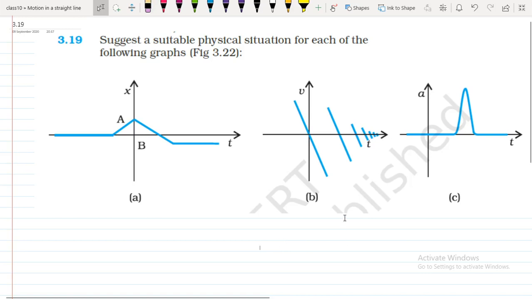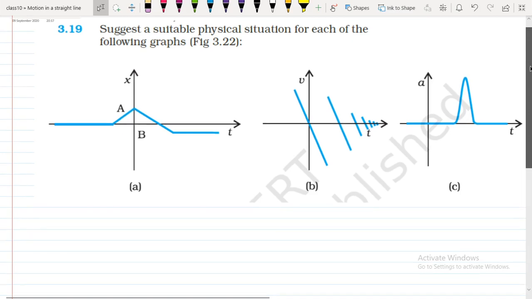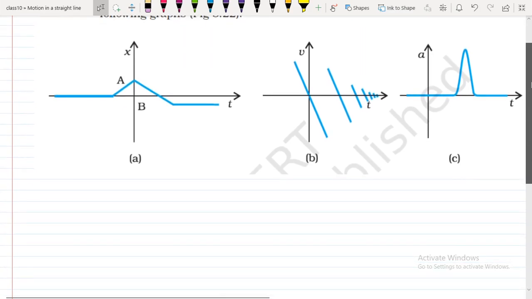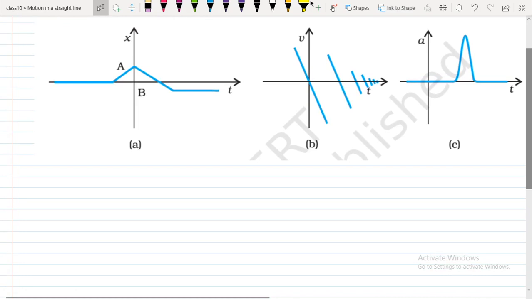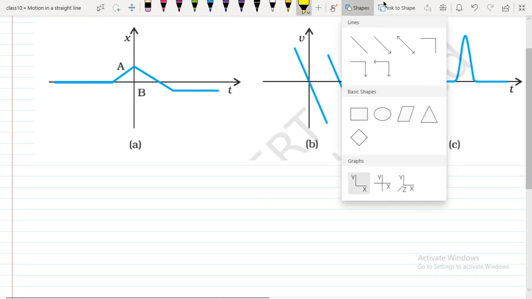Suggest a suitable physical situation for each of the following graphs. So let us analyze the following graphs and suggest what the physical situation is. Let me take the first graph itself.